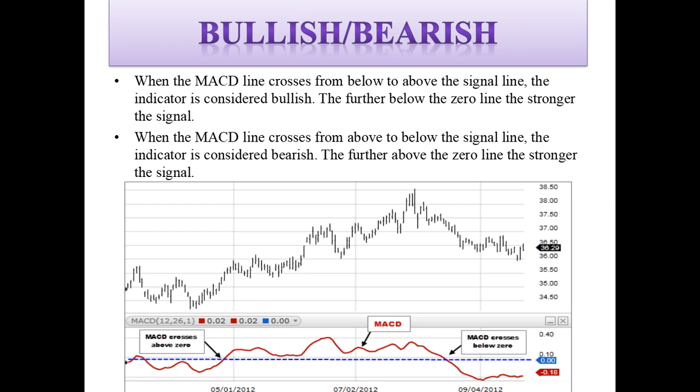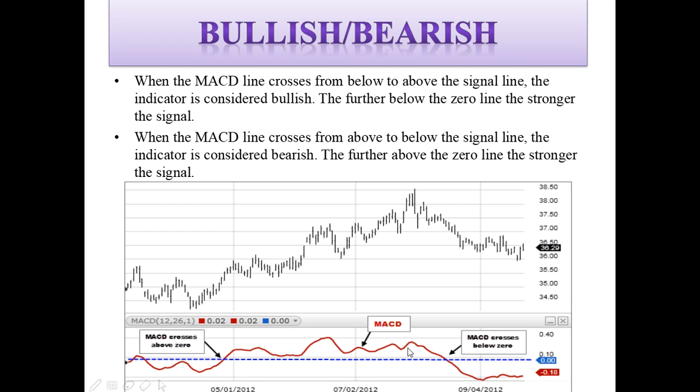When the MACD line crosses from below to above the signal line, the indicator is considered bullish. So here the blue line is the signal line, and this red line is the MACD line. So the MACD is crossing from below to above. This is a bullish signal, so this is a buy sign.